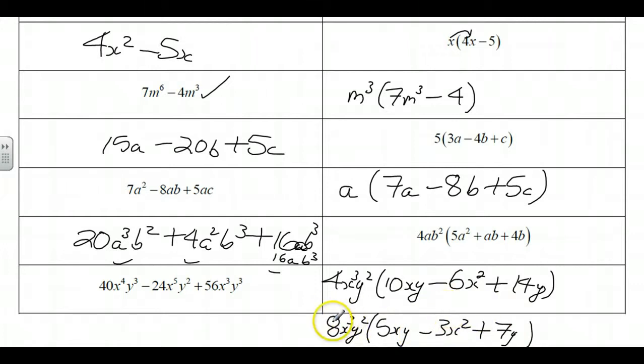Check it. Okay, quick multiply. 40 x to the 4th y cubed minus 24 x to the 5th y squared plus 56 x cubed y cubed. Okay, and if what I read back was this, this, and this, then we're good to move on.